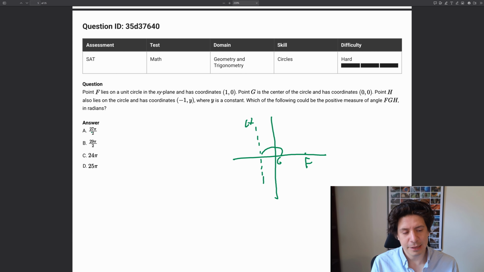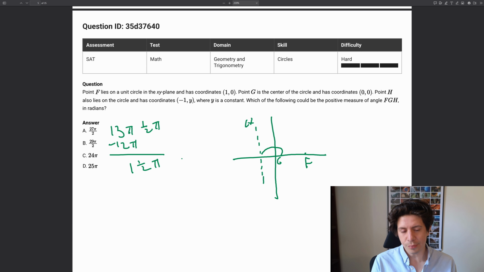If we have A, 27 pi over 2, that's really 13 pi and 1/2 pi. So we can take away multiples of 2 pi, right? Because every 2 pi we start over. So when we subtract 12 pi from it, we get 1.5 pi. 1.5 pi is 3 half pi's. That would take us all the way to here. That would make the x-axis 0. So it's not A.